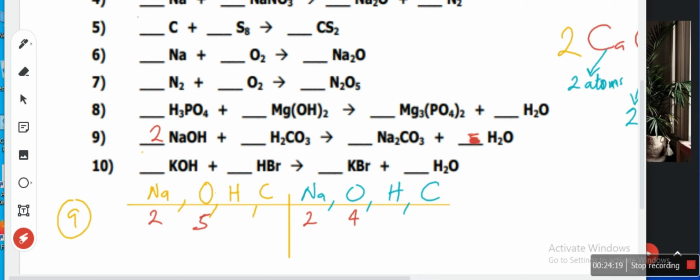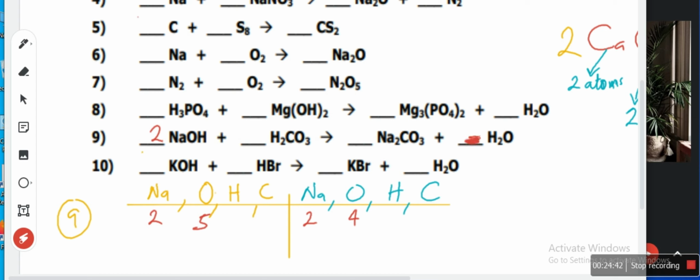So what number can we add here? It's only here that we add numbers. You don't add numbers down. We cannot add numbers as subscript, otherwise it will become a different compound. We only add numbers before it, which gives us the number of moles.